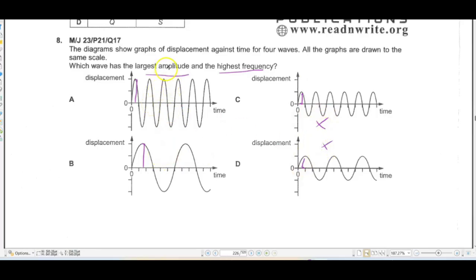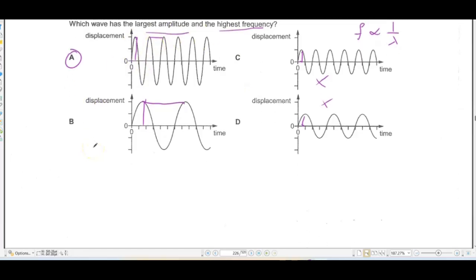Now we don't just have to look for the largest amplitude, we have to look for the highest frequency. We know that frequency is inversely proportional to wavelength. If the wavelength is less, the frequency is going to be higher. So A is where the wavelength is very small. Like here the wavelength is just this much and here the wavelength is this much. So smaller the wavelength, larger the frequency, and larger the wavelength, smaller the frequency. We were looking for the highest frequency, so A gives us that.